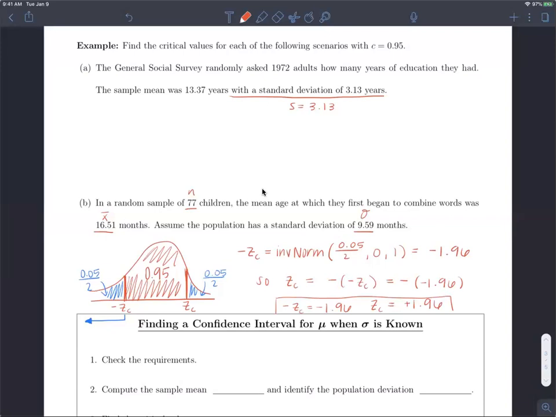Are there any questions about how to find critical values like this? And so it's essentially just finding the critical value when you're doing a two-tailed test, right? But instead of being given the area of the critical region, you're kind of being told the exact opposite area.